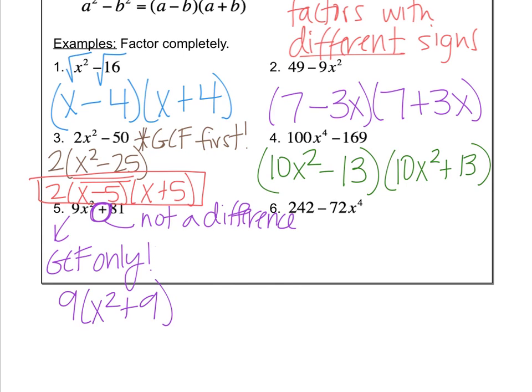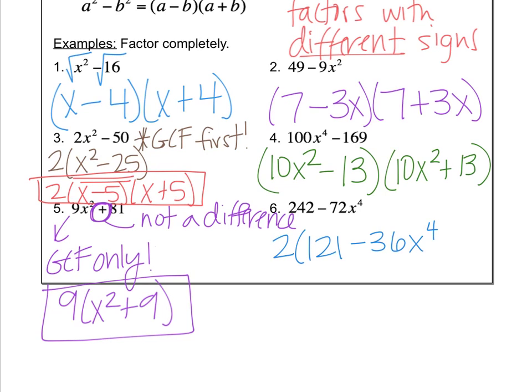Last one. Try number 6 for a minute on your own. You should be taking out a 2 first to make these numbers from our list. We get 121 minus 36x to the 4th. And then I can factor that thing inside, can't I? Those are now numbers from our list.